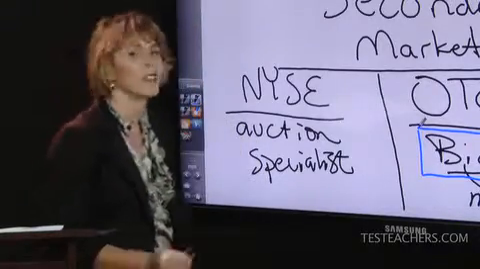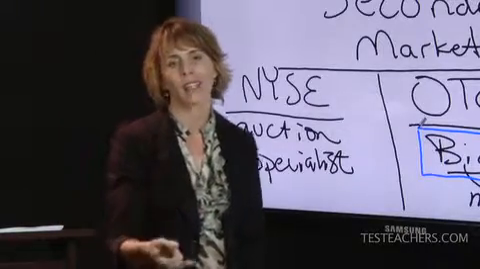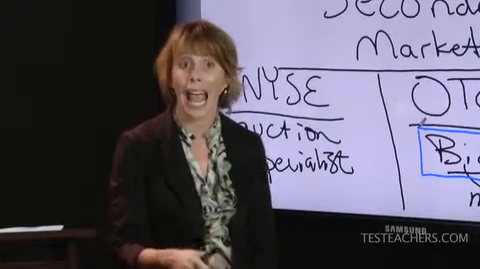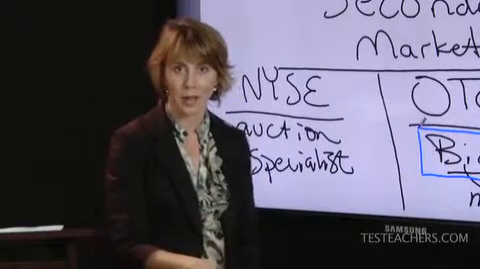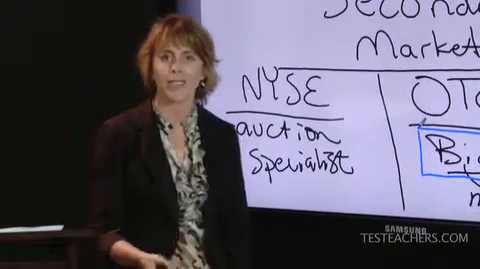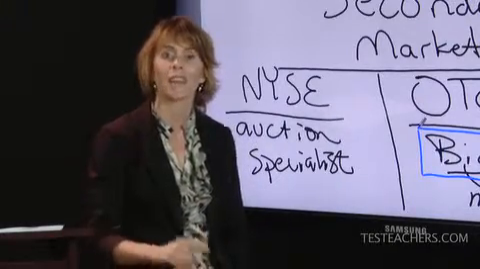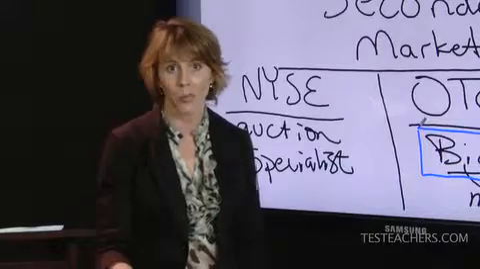Now, if the broker-dealer is acting in an agency capacity and they're buying a stock, the customer is going to pay ask plus a commission. If the broker-dealer is acting as a broker in an agency capacity and the customer is selling the stock, the customer is going to receive the bid price minus a commission.